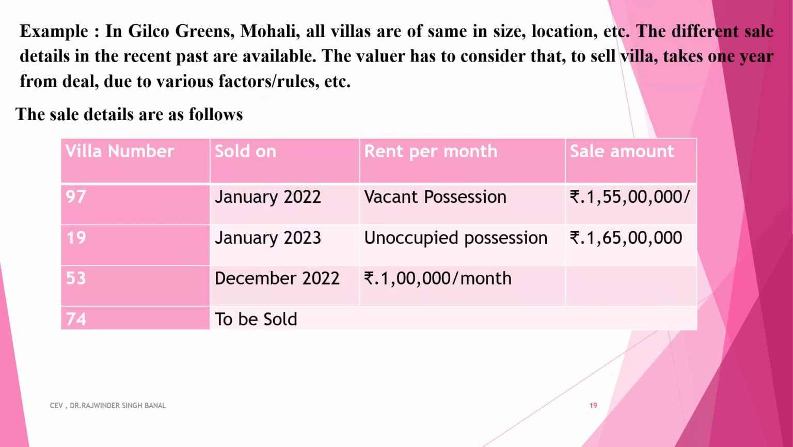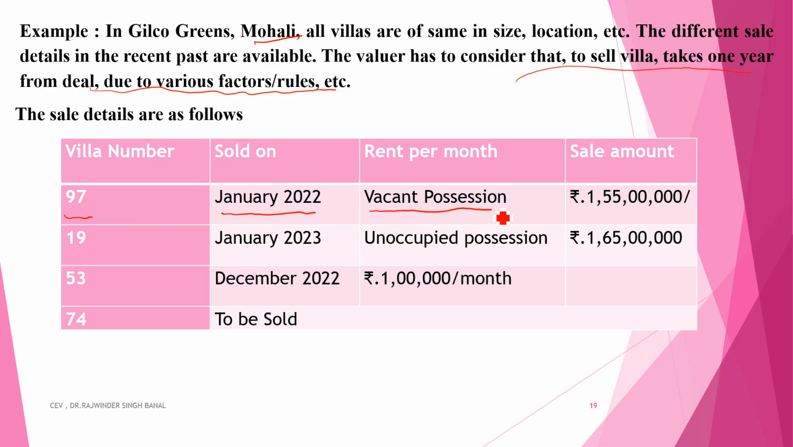So I will be taking an example from IBBI examination point of view. Let us suppose in Gillco Greens, Mohali, all villas are of the same size, location, etc. The different details in the recent sales are available. The valuer has to consider that selling a villa takes 1 year from the deal due to various factors and rules, etc.